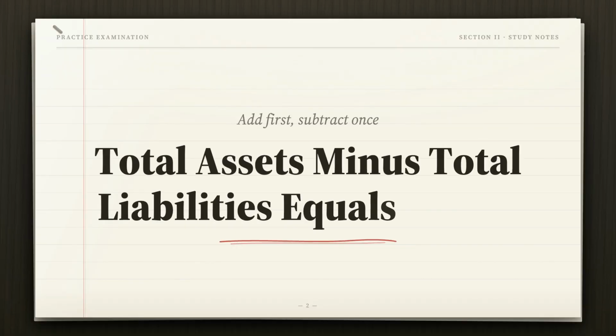Once you build the true total assets and total liabilities, any missing figure like owner's equity falls out with a single subtraction, so always sum every piece before you solve.